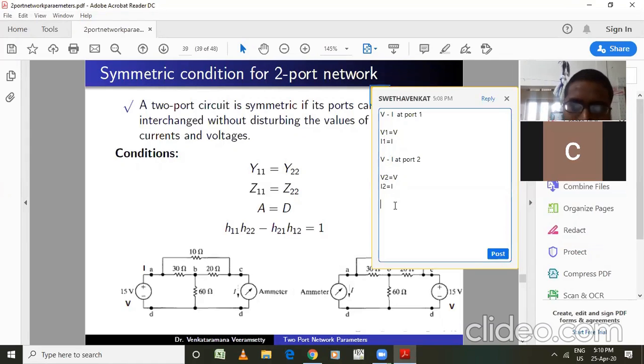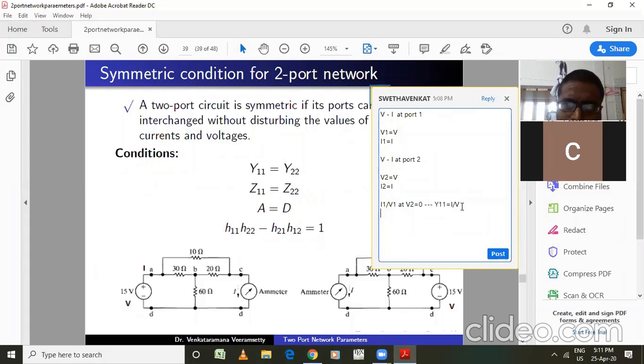So if I calculate the ratio between current and voltage, I1 divided by V1 for the first circuit, with the second port being an ammeter. Ammeter means zero impedance, so that means short circuit, which means voltage is 0. So we can write this as Y11, which is equal to I1 by V1, with I1 equal to I and V1 equal to V. So we can write this as I by V.